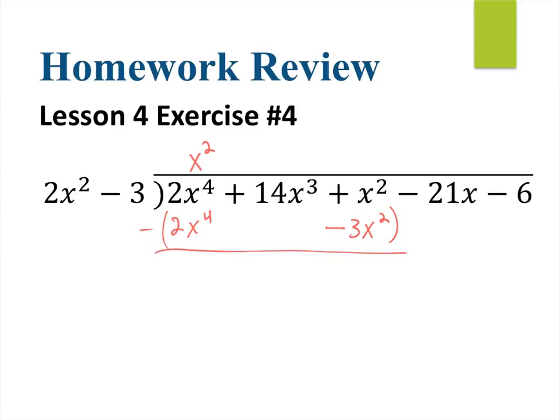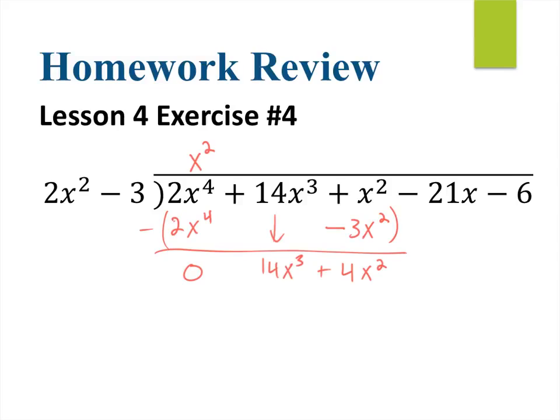So 2x to the fourth minus 2x to the fourth is 0. The 14x cubed has got to come down, because we're subtracting nothing from it. X squared minus negative 3x squared, that's a double negative, so that ends up being 4x squared, because minus a negative 3x squared is positive. It's like adding.